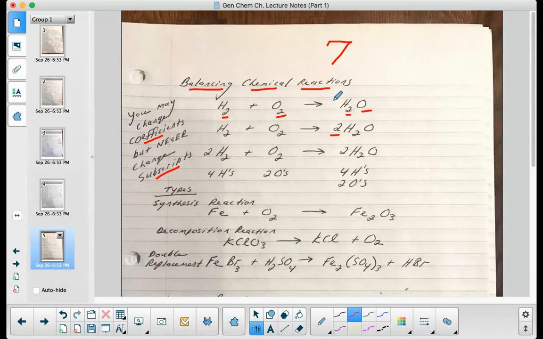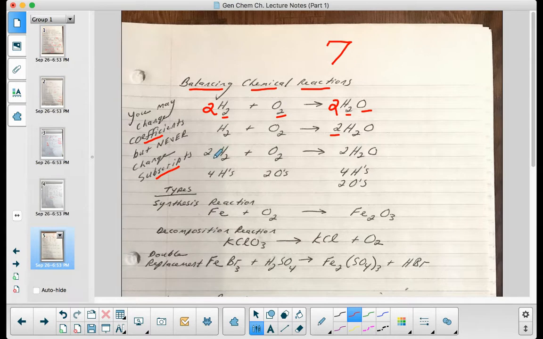So the only way I can up that number is by using what's called a coefficient. The number out front is called a coefficient. The number below is called the subscript. You can change coefficients. You cannot change subscripts ever. Okay, so when I put that 2 there, I take care of my oxygens, but now I've changed my hydrogens. So then how can I fix it, or how can I readjust? I can put a 2 out in front. And so now I have a balanced chemical equation.